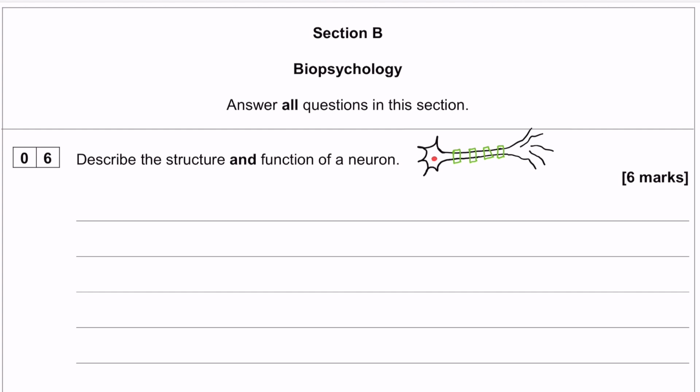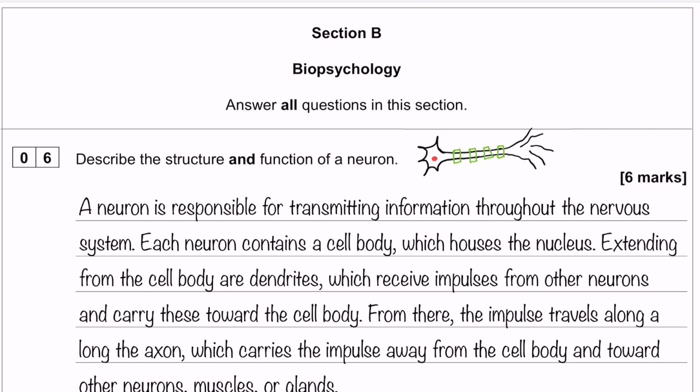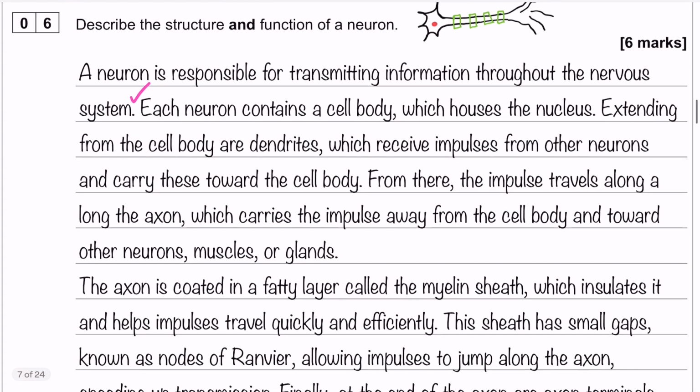So let's have a look at a model answer for this. My first line is immediately going to tick off that bit about the function of a neuron. A neuron is responsible for transmitting information throughout the nervous system. Then we jump in and talk about the structure. Each neuron contains a cell body which houses the nucleus. Again, breadth and depth: you can tell me what the nucleus is, that all the genetic material of the cell is held within it, but I haven't done that because I'm going to put my detail somewhere else.